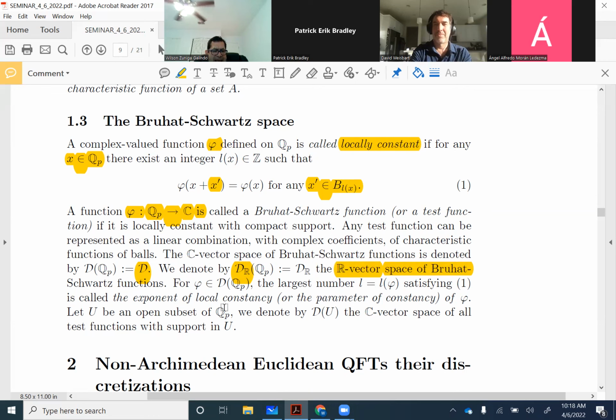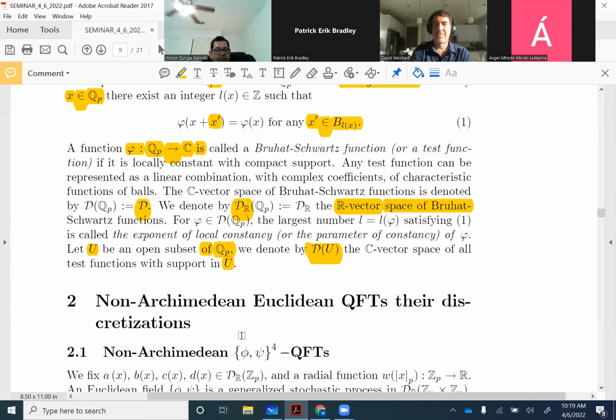Now, if phi is a test function, in other words, if phi has compact support, then this number l can be chosen independent of x. And in this case, the largest possible value of l is called the parameter of local constancy of the function phi. Now, if U is an open set of Q_p, this symbol D(U) denotes the C vector space of all test functions with support contained in U.